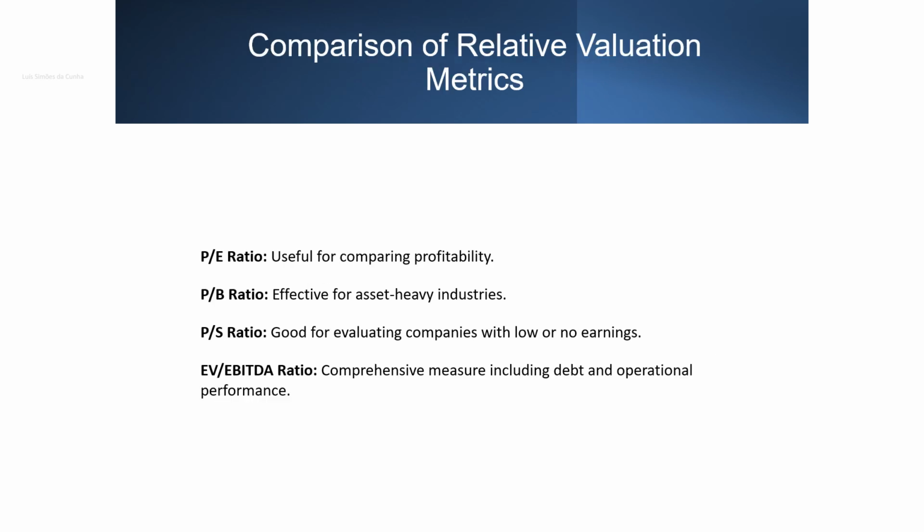Each relative valuation metric has its strengths. The PE ratio is useful for comparing profitability. The PB ratio is effective for asset-heavy industries. The PS ratio is good for evaluating companies with low or no earnings. The EV/EBITDA ratio provides a comprehensive measure that includes debt and operational performance, making it suitable for various industries.